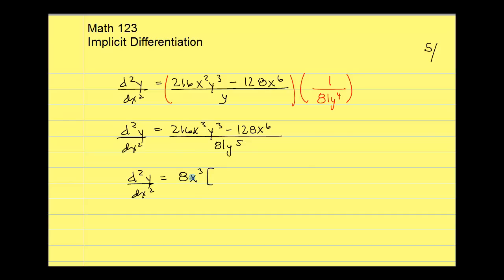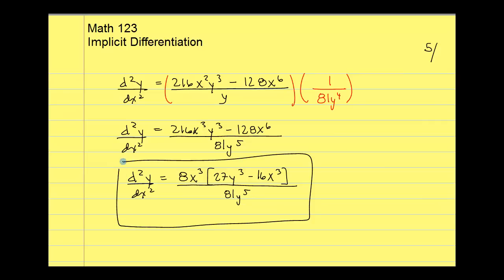So if I factor out an 8x cubed, 216 divided by 8 is 27y cubed. 128 divided by 8 is 16x cubed, all over 81y to the 5th. And then I notice here as well that 81 and 8 don't have any common factors, and I can't cancel or simplify any further. So there is my second derivative found implicitly of that original function.